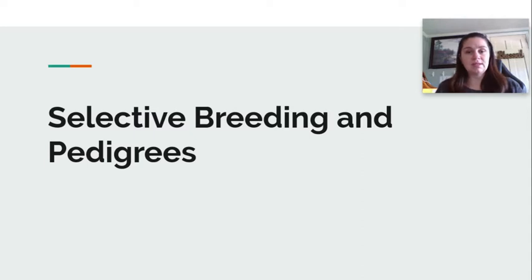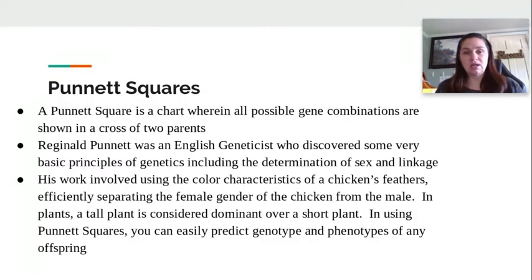Okay, so we're going to talk about selective breeding and pedigrees, and we're going to talk about the difference between a pedigree and a Punnett square. Selective breeding is also known as artificial selection. In the 8th grade, you'll actually talk about natural selection, and that's where nature takes its course, the way that organisms multiply naturally. And we're going to talk about what the difference between natural selection and artificial selection is.